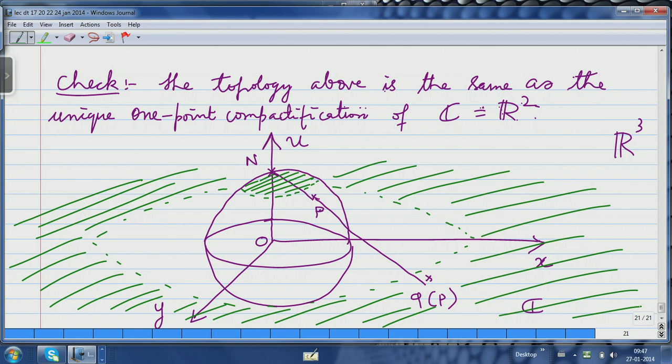This is the image of that disk, that open neighborhood of the North Pole on the Riemann sphere. Its image in the complex plane is the exterior of a circle. So what this tells you is the following thing: a neighborhood of the point at infinity on the extended plane should be thought of as the exterior of a circle in the complex plane.